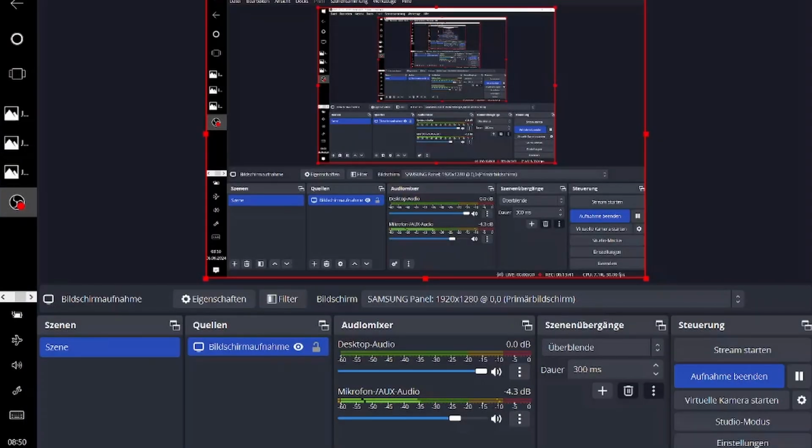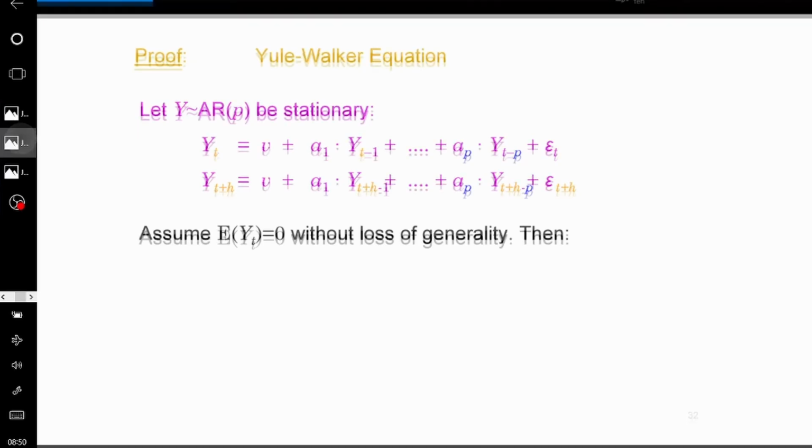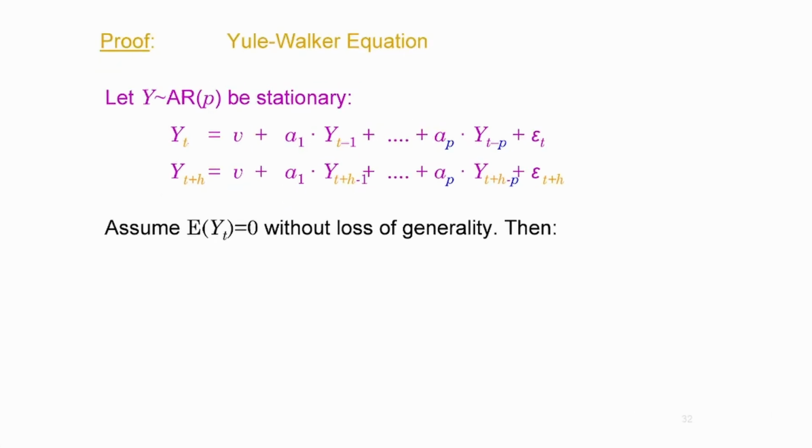Let me check whether it is recording, because sometimes I'm not very convinced. Sometimes it's interrupted, but it seemed to work.